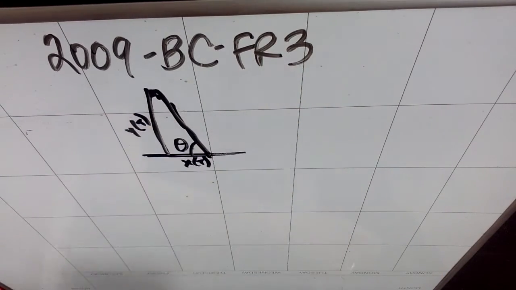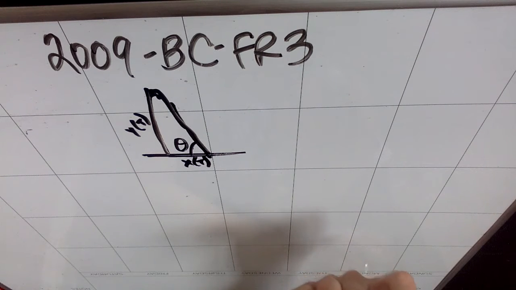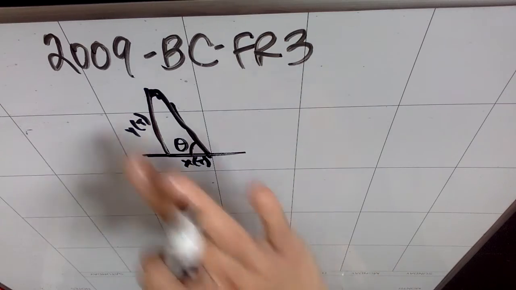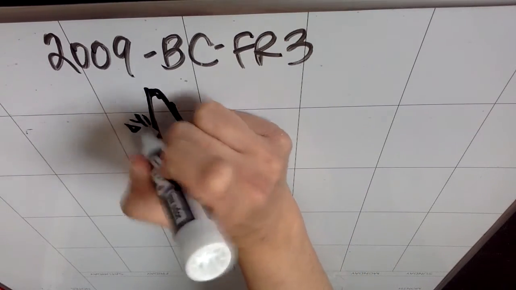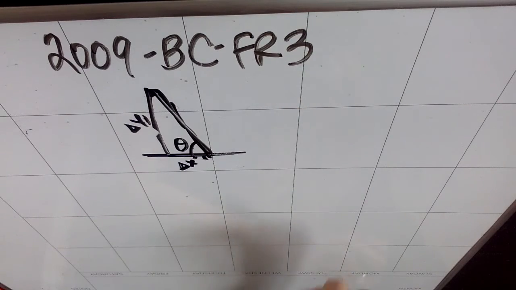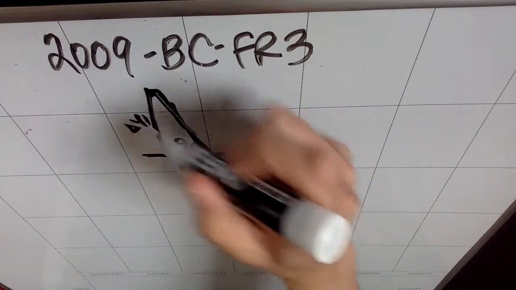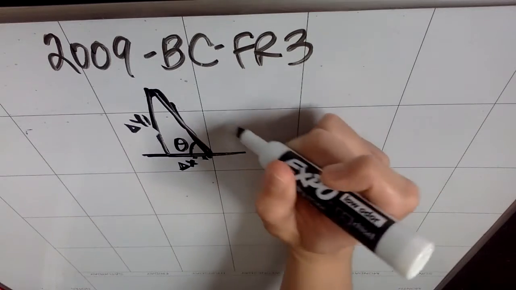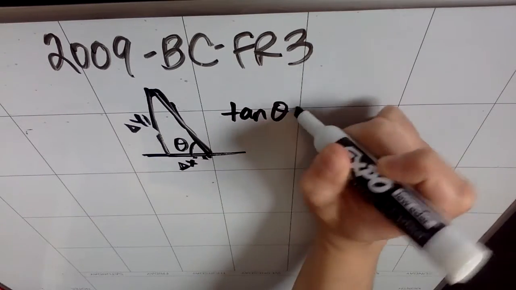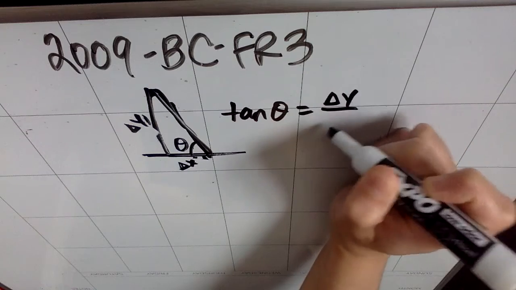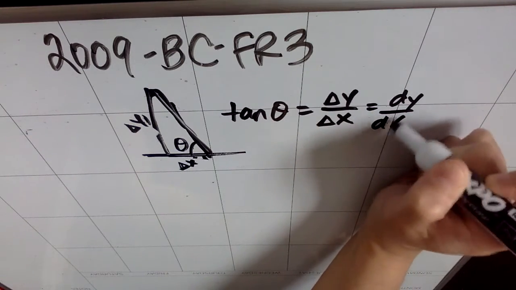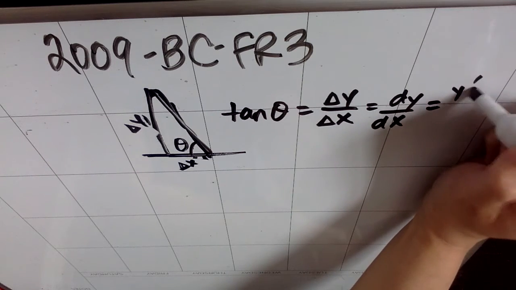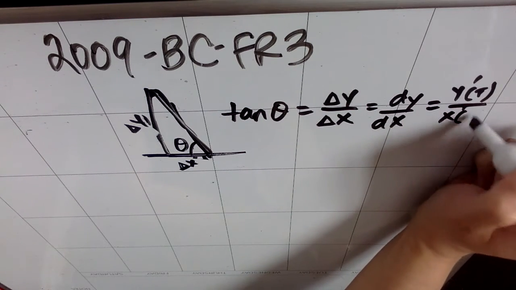So if we want the angle of this person's shoulders at the moment they enter, let me put this a better way. This is my change in x and this is my change in y. What they're asking me to do is say that the slope equals the tangent of this angle. So the tangent of theta equals my change in y, the opposite, over my change in x, or dy/dx, which we know is y prime of t over x prime of t.